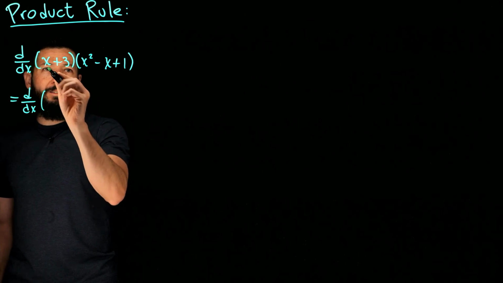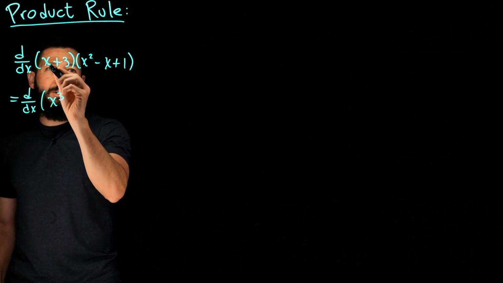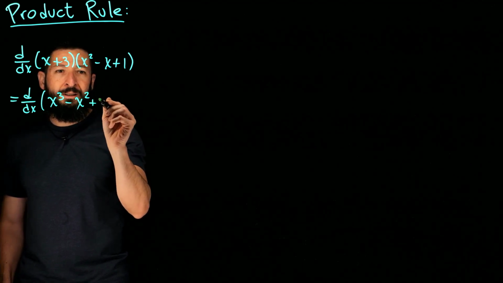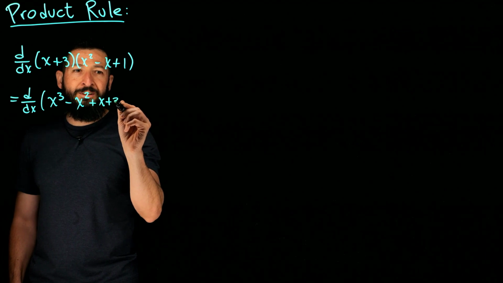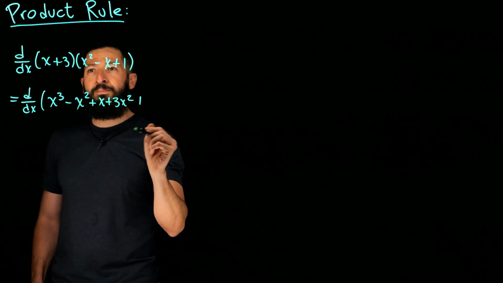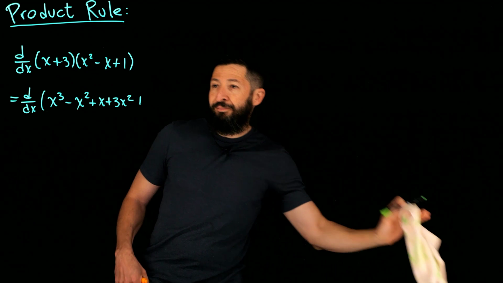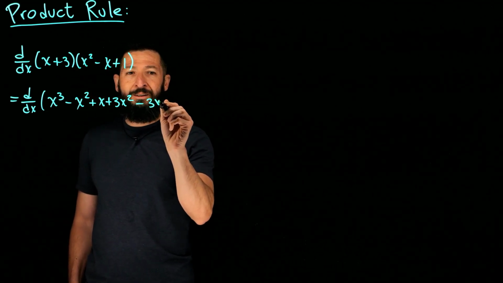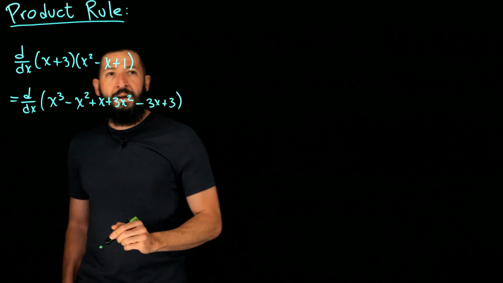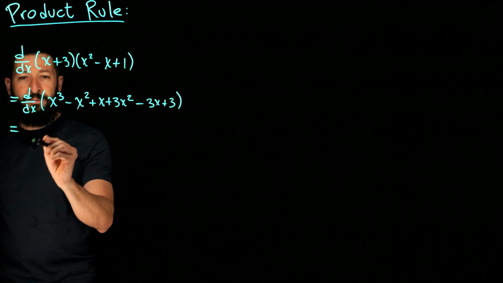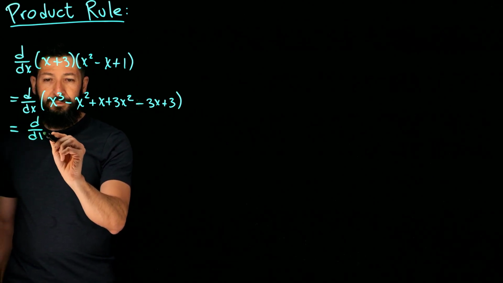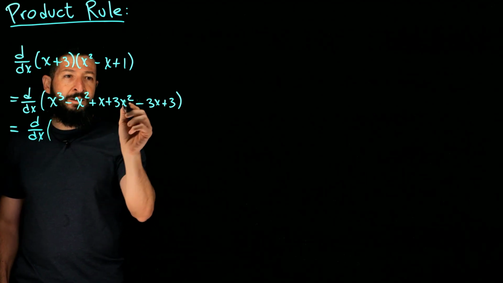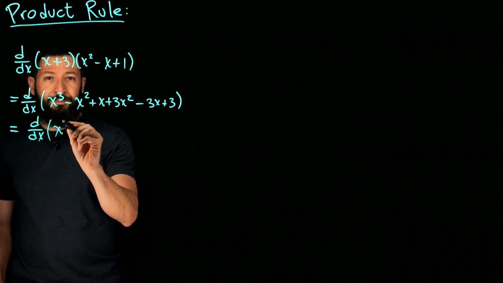You would get x times x squared, x cubed, x times minus x, minus x squared, x times 1, x, plus 3 times x squared, minus, sorry about that, minus 3x plus 3. And then you take the derivative of that expression. And I can compute it right away. I don't need to, but we can collect like terms firstly.